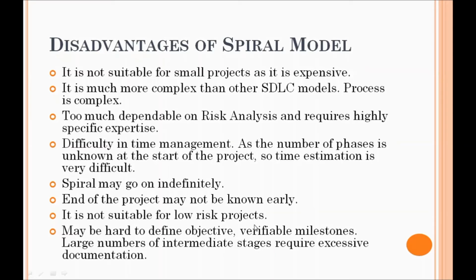And collecting the objectives and collecting the constraints will be difficult because this model is suitable for complex projects, right? Obviously for complex projects the amount of requirements will be high. That's why it will be hard to collect the requirements, hard to define the objectives. And obviously documentation will be more, and more documentation means maintenance will be more. That is the problem if you are using a spiral model, right, guys?